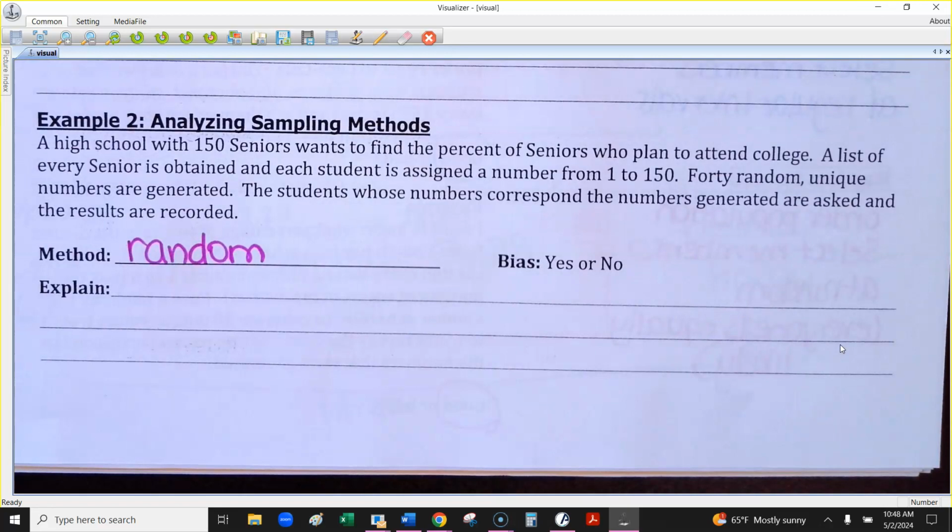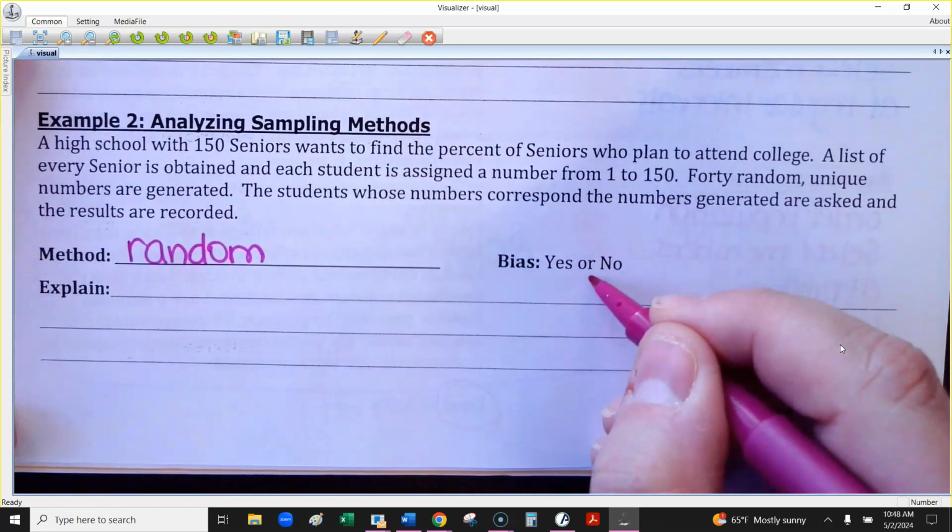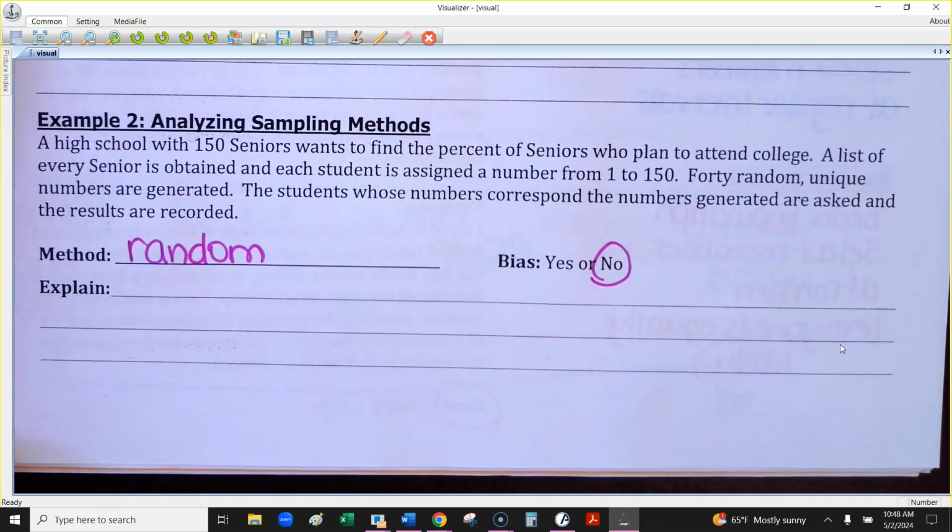Okay, this is the only one on here that I would argue is not biased. This would actually be a really good way to collect information. I don't think you could argue biased here because you're taking the whole population, you're randomly selecting, and 40 out of 150 is actually a significant sample of that population. So this would give you really good data. So if you say the bias is no, you don't have to give me an explanation for that. Is anybody having a question?